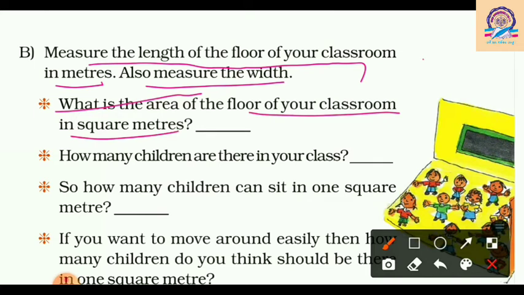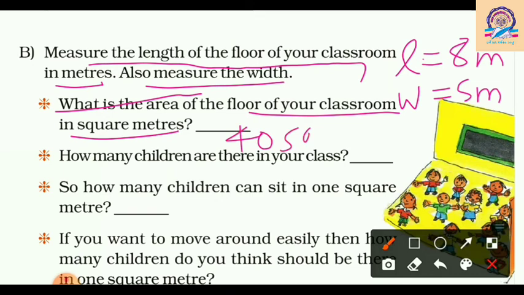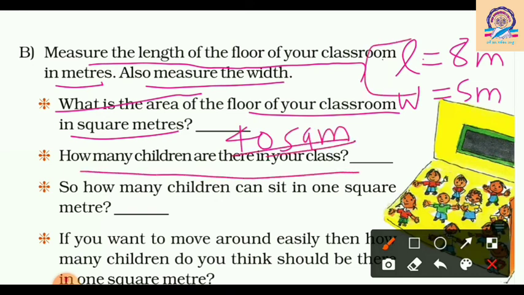For example, you measured the length of the classroom as, let's take 8 meter. Okay, and the width as 5 meter. So what will be its area? Simple, it's very easy. It will be 40 square meter. Okay, just suppose that I have taken it. Now how many children are there in your class? In my class, there are 45 children. So you can answer it yourself and others.